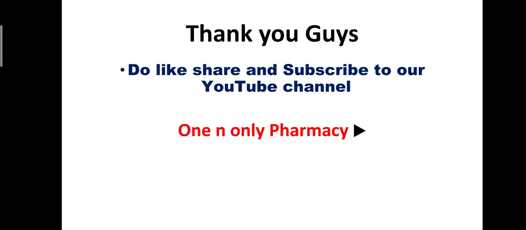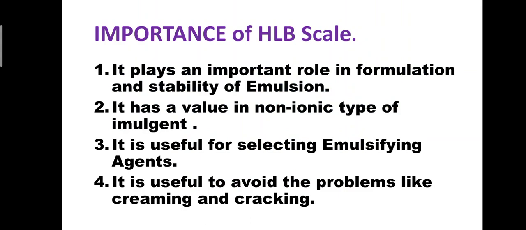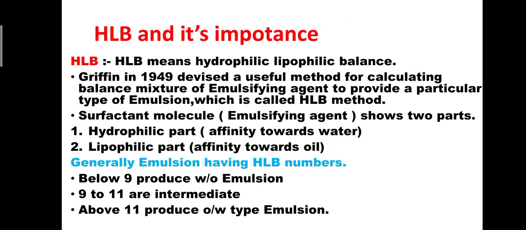Let's see once again what we learn in today's video. Importance of HLB scale. First, see HLB. HLB means hydrophilic lipophilic balance. Griffin in 1949 devised a useful method for calculating balanced mixture of emulsifying agent to provide a particular type of emulsion, which is called the HLB method. A surfactant molecule shows two parts: hydrophilic, water loving, and second lipophilic, lipid loving. Generally, emulsions having HLB numbers below 9 produce water by oil emulsion, 9 to 11 intermediate, above 11 produce oil by water type of emulsion.